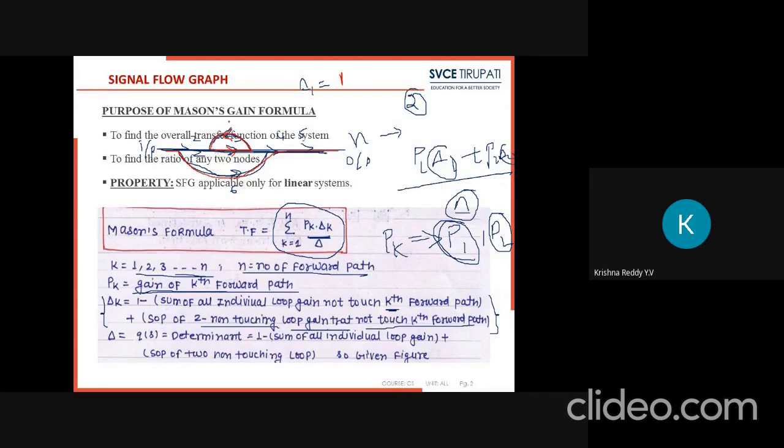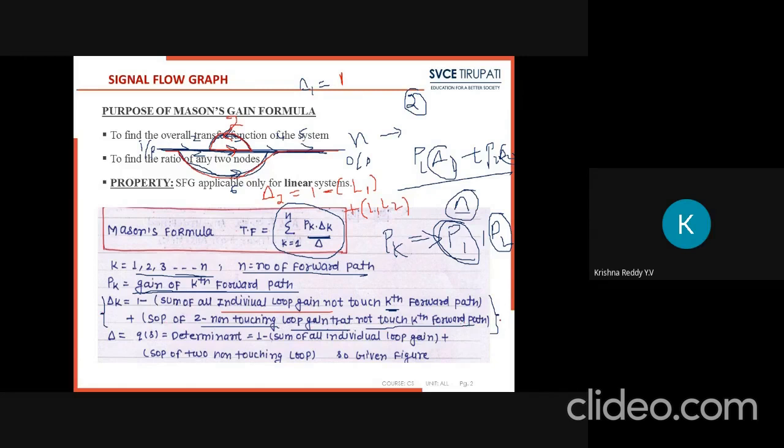But when you are taking this second forward path, this loop does not touch this second forward path. Then delta 2 is equal to 1 minus the individual non-touching loop L1 plus, suppose we have more loops that do not touch the forward path, the product of these two loops. Delta k is equal to 1 minus the sum of individual loop gains non-touching the kth forward path plus the sum of two non-touching loop gains that do not touch the kth forward path.